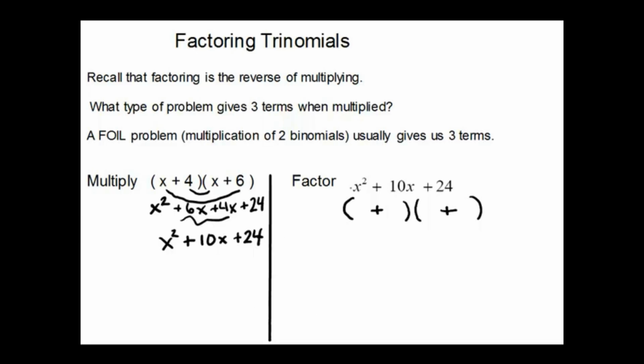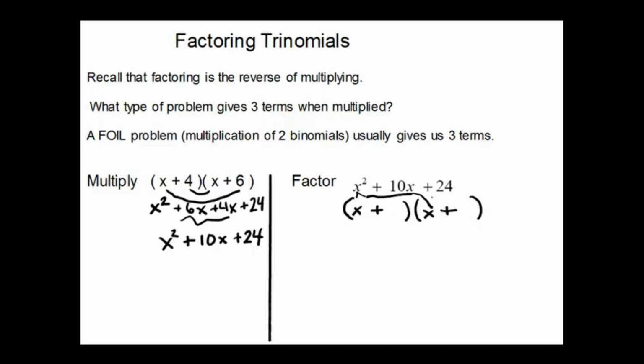Now, our x squared, if we look back, comes from multiplying the first two terms. So that's where we should break the x squared down into the first two spots. So x and x. You don't want to do x squared times 1. It would give you extra x squared terms. And we have two places left.